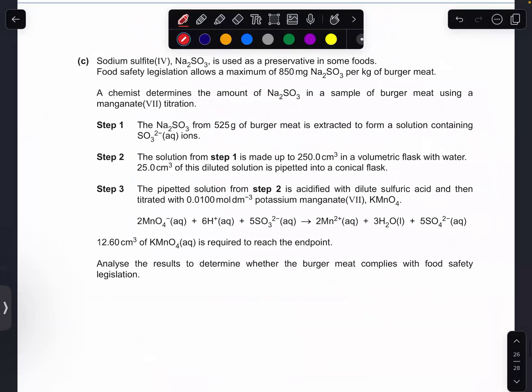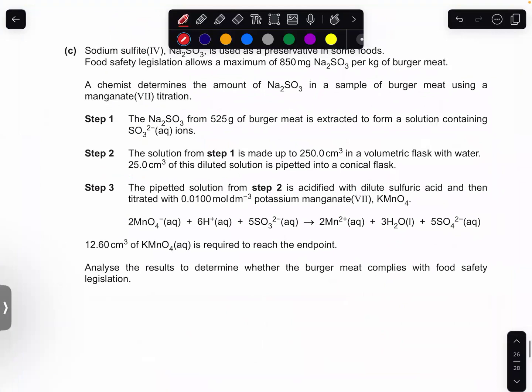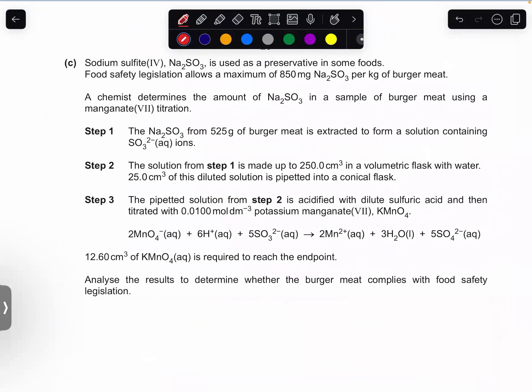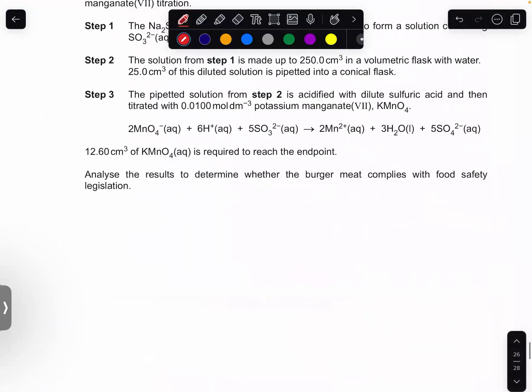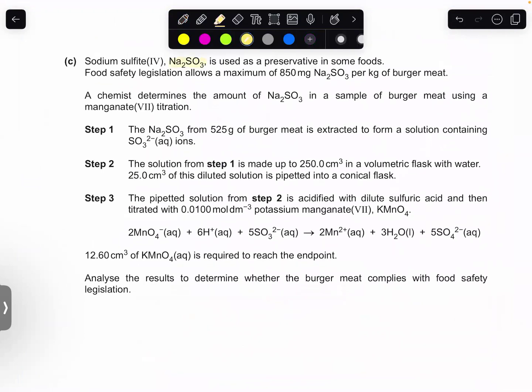What do we have here? We've got a redox titration question. How many marks is this worth? 5. Sodium sulfite is used as a preservative. Food safety legislation allows a maximum of 850 milligrams of sodium sulfite per kg of burger meat. The chemist determines the amount of sodium sulfite in a sample of burger meat using manganate titration.